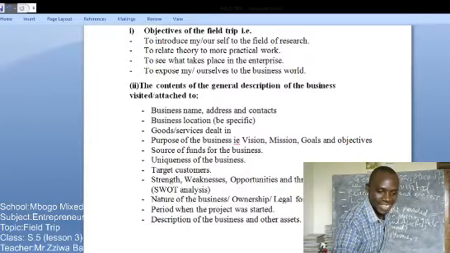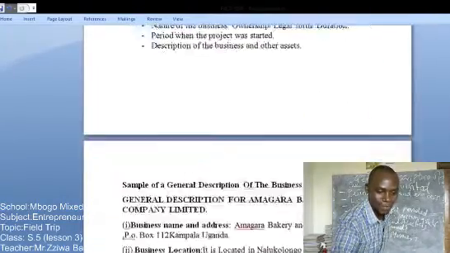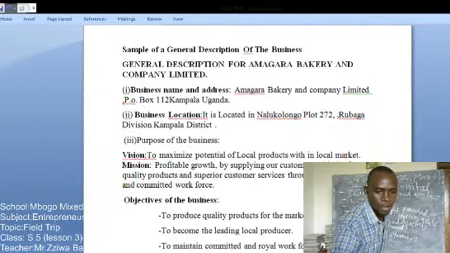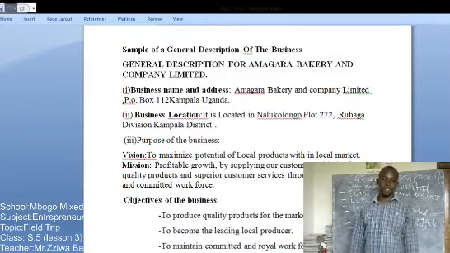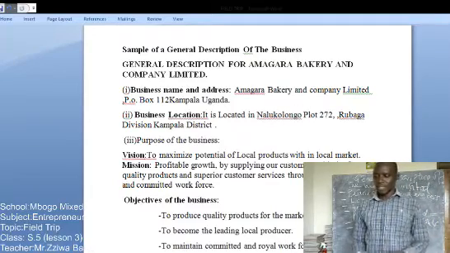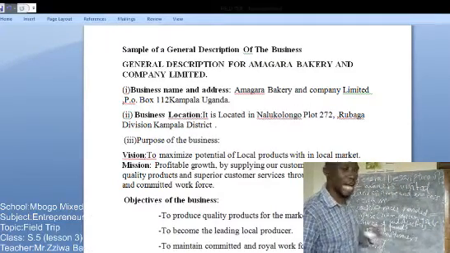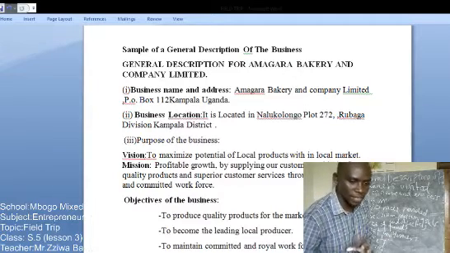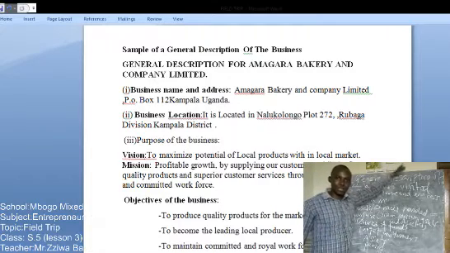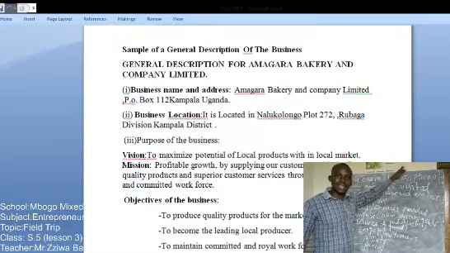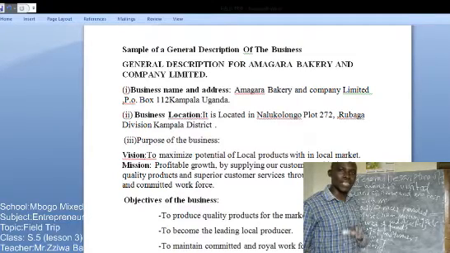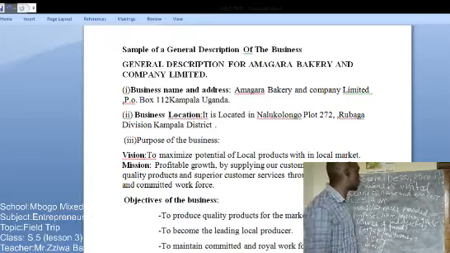Now, let us go practical. Sample of a general description of a business. Let us now learn how to write the general description using these key issues that I've given you. I want us to go more practical. Write a sample of a general description for any business of your choice.